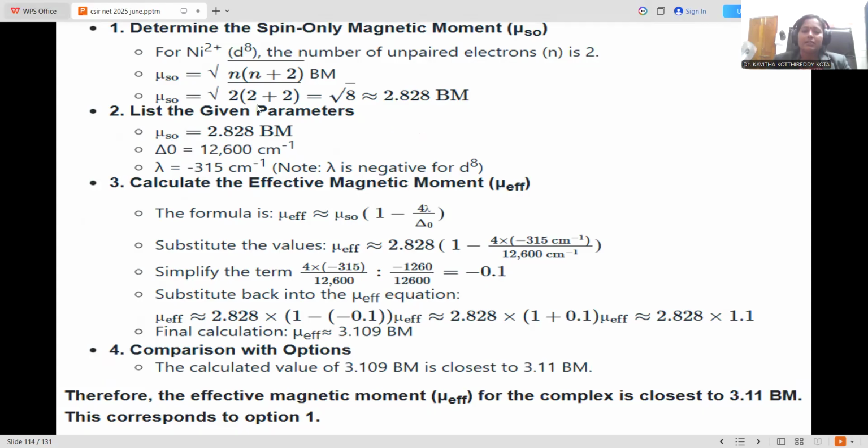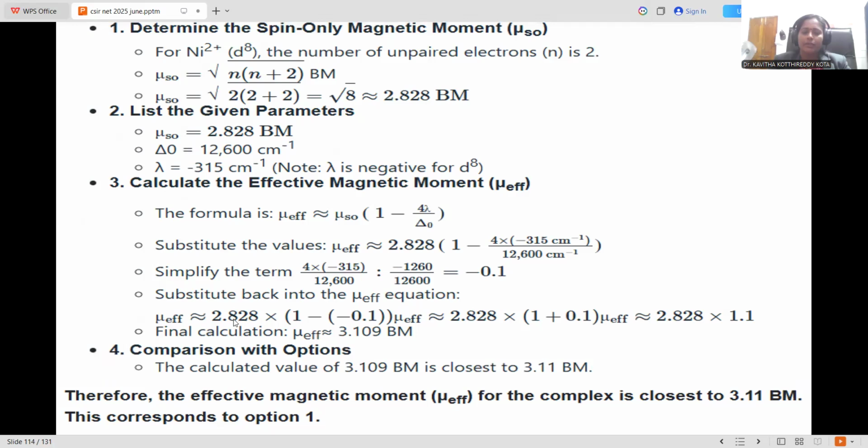Right. So with this data, the formula for the mu effective calculation is mu spin only into 1 minus 4 lambda by delta naught, where you can substitute mu spin only value 2.828, into 1 minus 4 into minus 315 centimeter inverse by 12,600 centimeter inverse. When you carry out the calculation, the term simply becomes minus 0.1. So mu effective is equal to 2.828 into 1 minus 0.1.